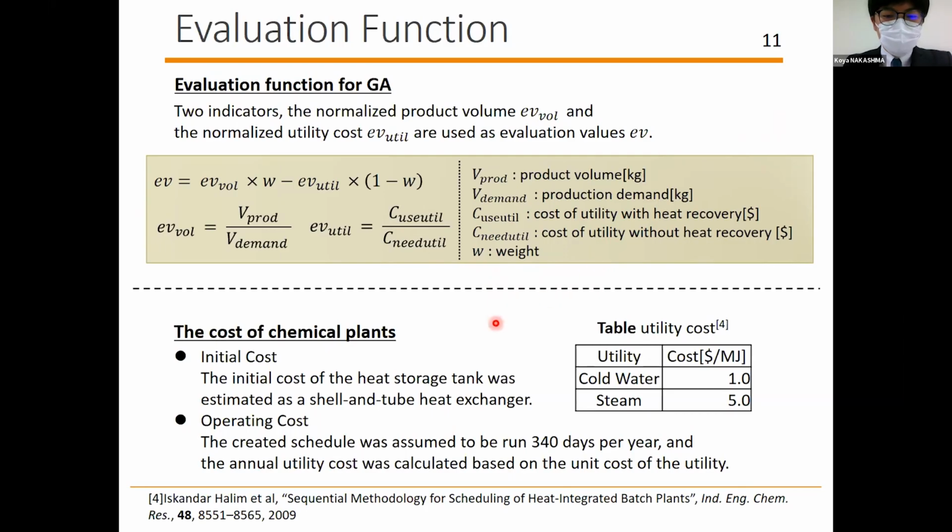The initial cost of the heat storage tank was estimated as a shell and tube heat exchanger, and the annual cost of utility was calculated, assuming 340 operations per year. In calculating the cost of utility, we use the unit cost of utilities shown in this table.